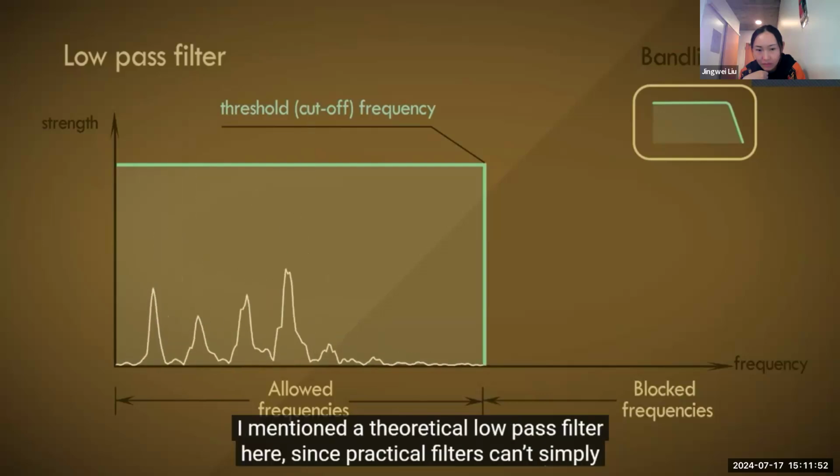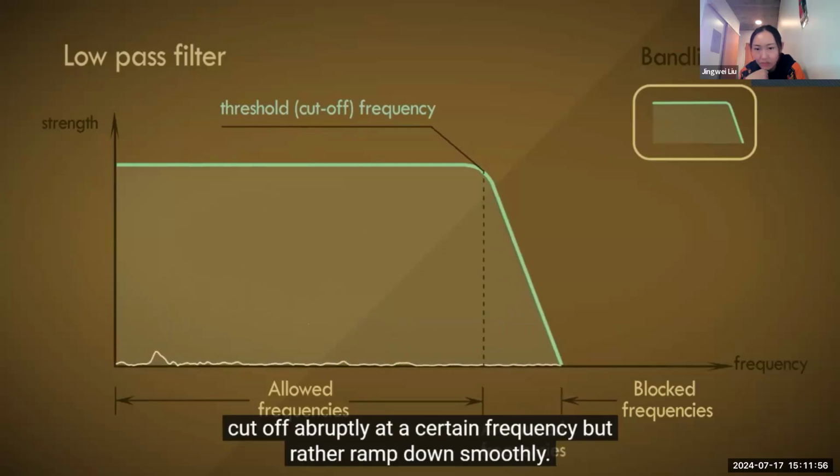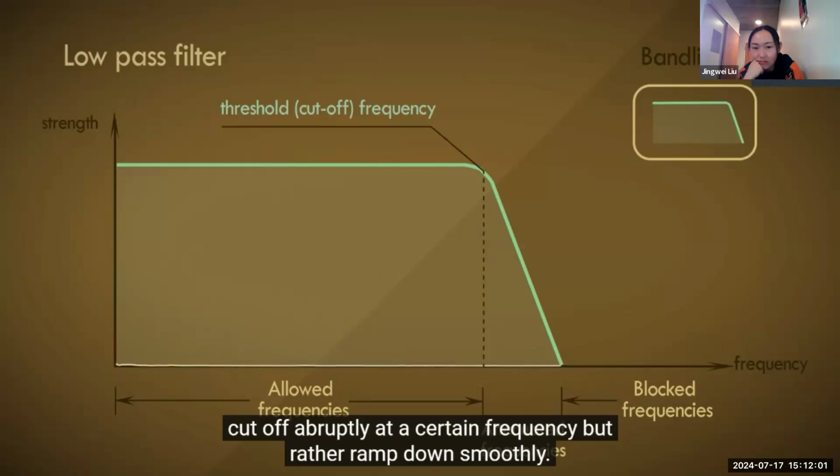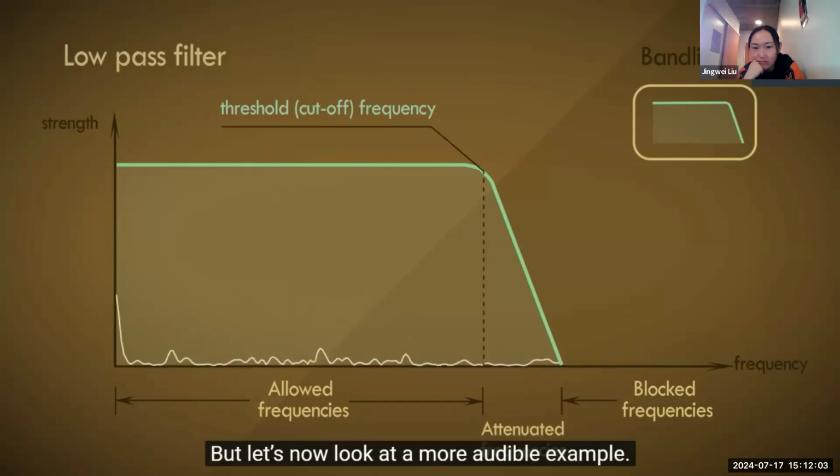I mentioned a theoretical low-pass filter here, since practical filters can't simply cut off abruptly at a certain frequency, but rather ramp down smoothly. More about this later. But let's now look at a more audible example.